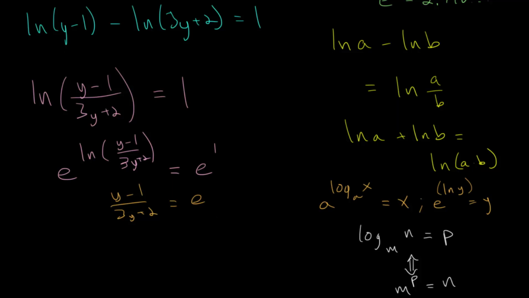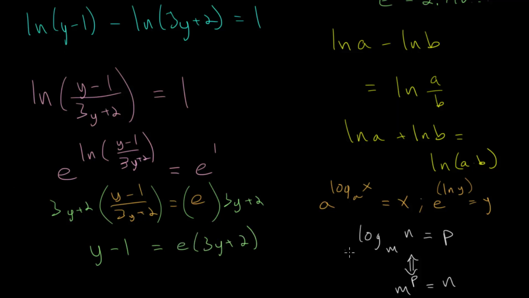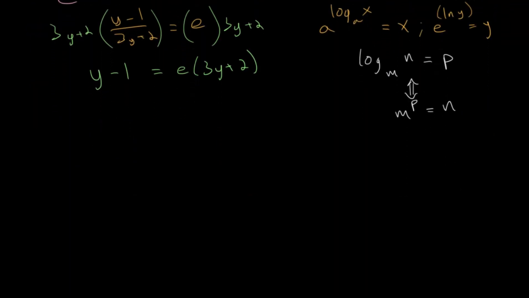So let's start by multiplying each side of the equation by this denominator, this 3y + 2, and we're doing this on both sides. So on the left, it cancels out. We just get y - 1, and over here we get e multiplied by (3y + 2). And to get y by itself, let me first make a little bit of room, but we can distribute this e so that we get y - 1 is 3e times y + 2e.